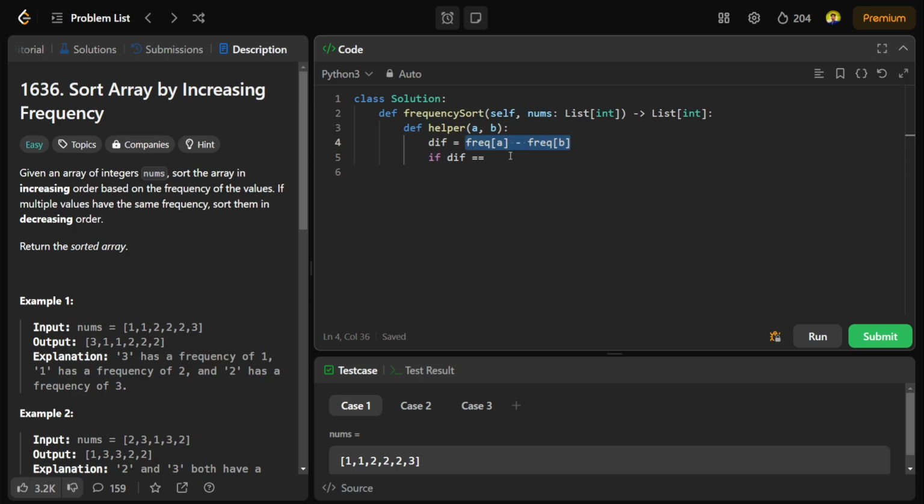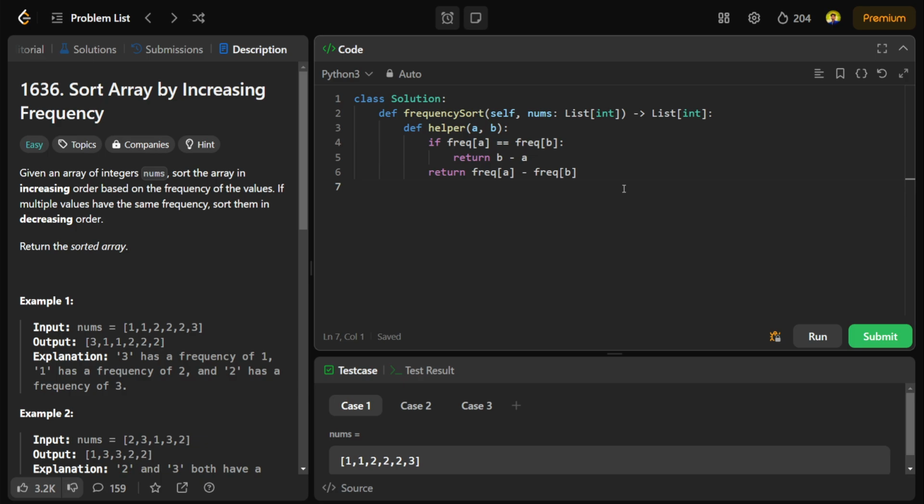Okay, I can say instead of writing over here, for this particular thing, if the frequency value is equal to the other value's frequency, you need to return B minus A. That means B should come before A. Else, you can return the frequency of A minus the frequency of B. That means we need to have this in increasing order, and this one means we need to have the frequency in decreasing order.